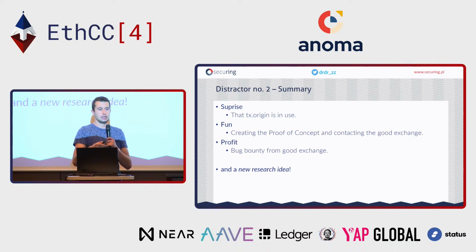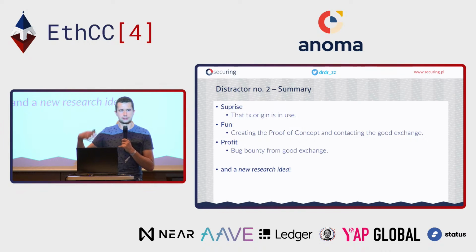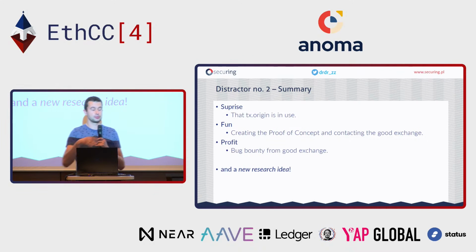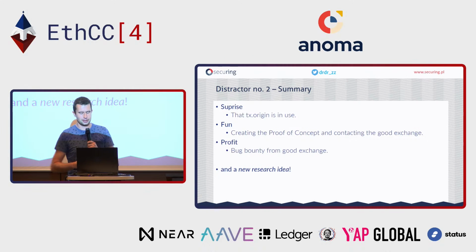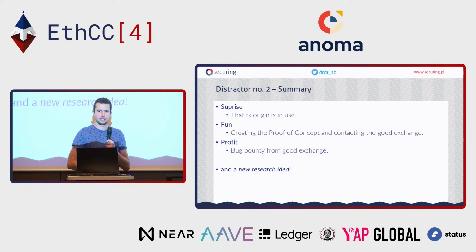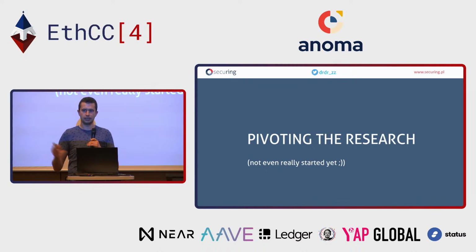Okay, so the summary of this destructor was, first, that I was surprised that there is tx.origin still in use. Also, it was fun to create this exploit, and the time when you see on the mainnet fork that it works, you're having a great time. And also, nice profit in the form of a bounty. And the other thing was that I had another idea for the research. I just ended the first one because I couldn't find those tokens. And I actually pivoted to the research that was not yet started, right?